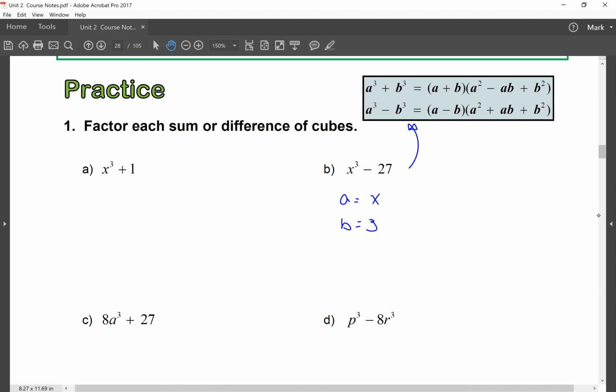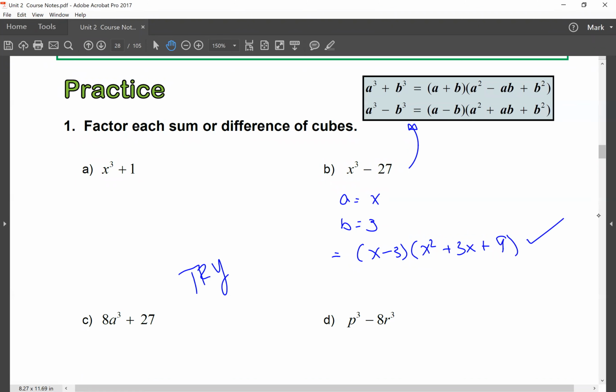So this factored would be, I'll just write it below here, A minus B, so x minus 3. Then it would be A squared, so x squared. Then it would be A times B, so that's 3x. Then it would be B squared, so that's 9, or 3 squared. Guys, I'm not going to write 3 squared. Like I know I just did, but what I mean is I'm going to write that as 9.